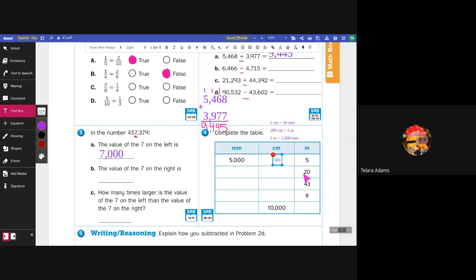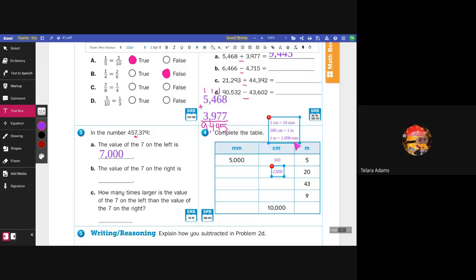Now for 20 meters. Just like last time, let's multiply by 100. How many zeros will we need to add? Yes, 2. And if we add 2 zeros, we have 2,000. 20 times 100 equals 2,000. Don't let all the zeros and big numbers fool you. Use your powers of 10.